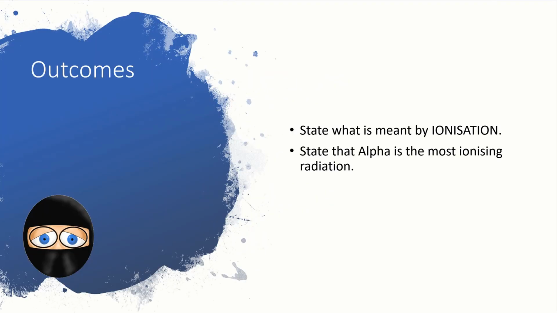So we'll recap the outcomes. Remember, all you need to do in terms of the exam, state what's meant by ionisation. It's when an atom loses or gains electrons, and state that alpha is the most ionising of the radiations.